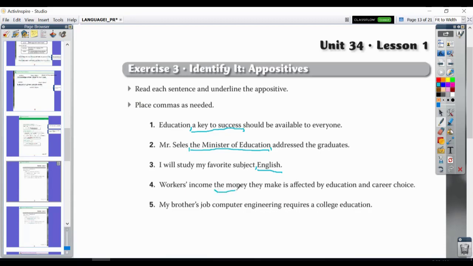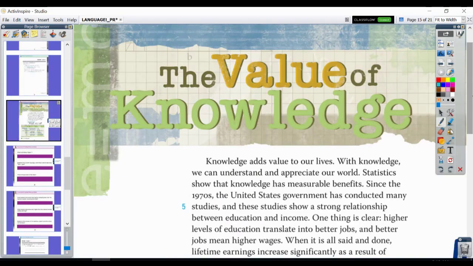Workers' income, the money they make, is affected by education and career choice. Workers' income can be renamed by the money they make, and we need to put commas there. Number 5, my brother's job, computer engineering, requires a college education. The appositive here is computer engineering, and we need to put commas there. Perfect. All right, let's move on to listening and reading comprehension. Our goal is to read a nonfiction selection that includes statistical tables.